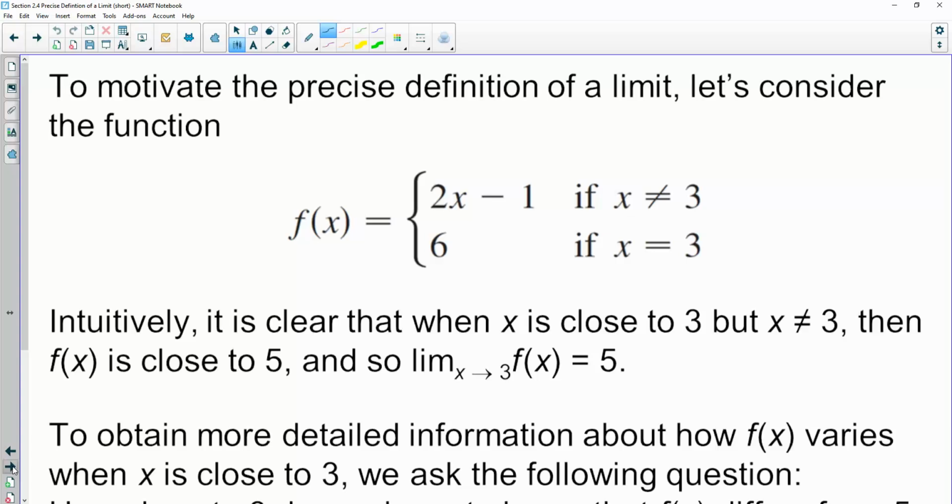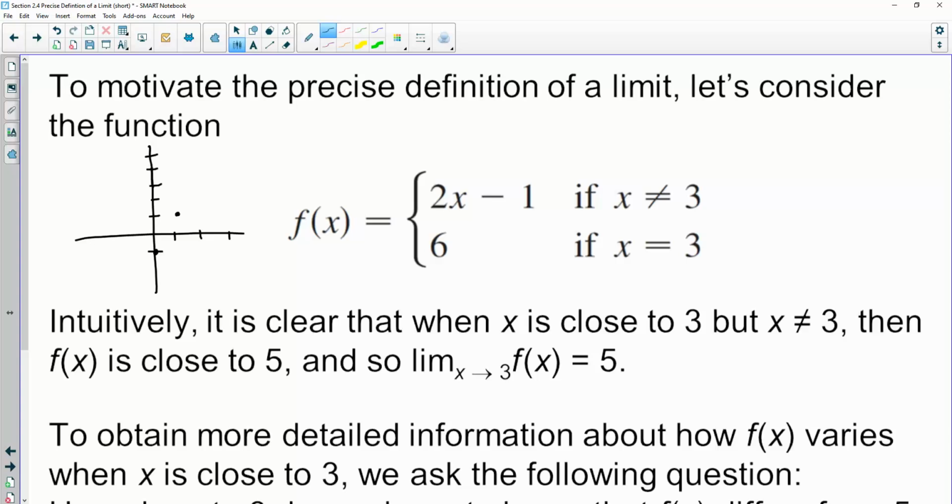This is a piecewise function, 2x minus 1. What would 2x minus 1 look like? It's a line. The y-intercept is -1, the slope is 2 over 1. And we're on this line everywhere except when x equals 3.